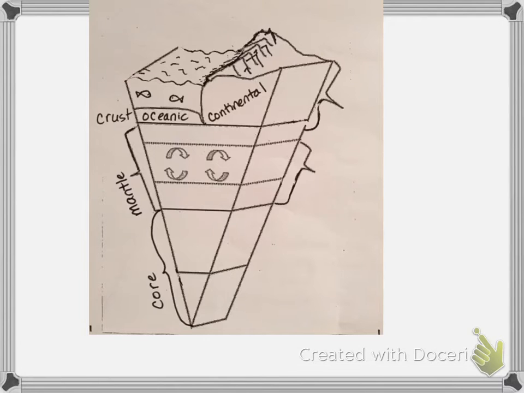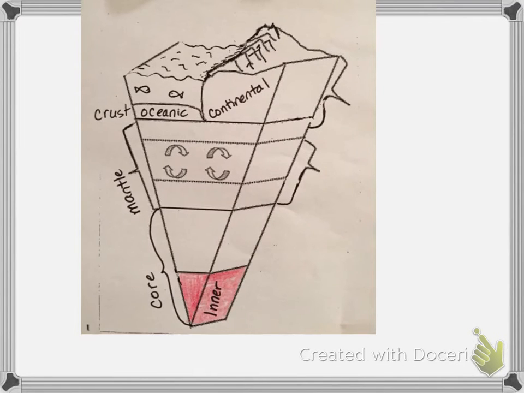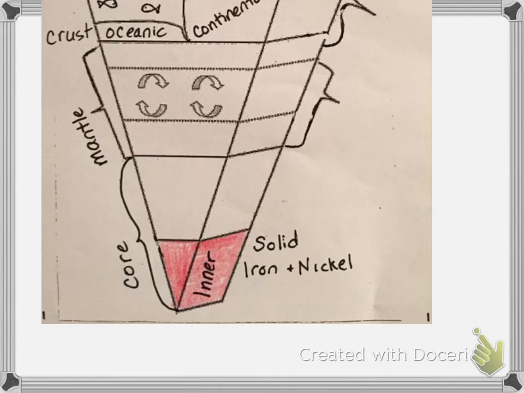Geologists break the core into two parts, the inner core and the outer core. So color the inner core red, label the state of matter and the composition. So in this diagram, I've labeled and colored the inner core, and then I've labeled the state of matter as solid and the composition as iron and nickel.